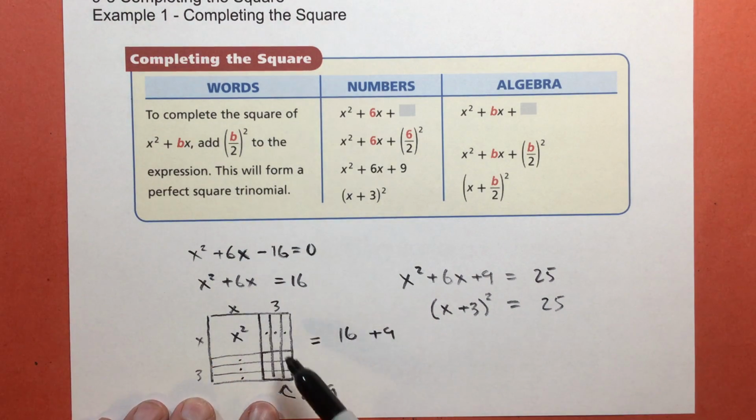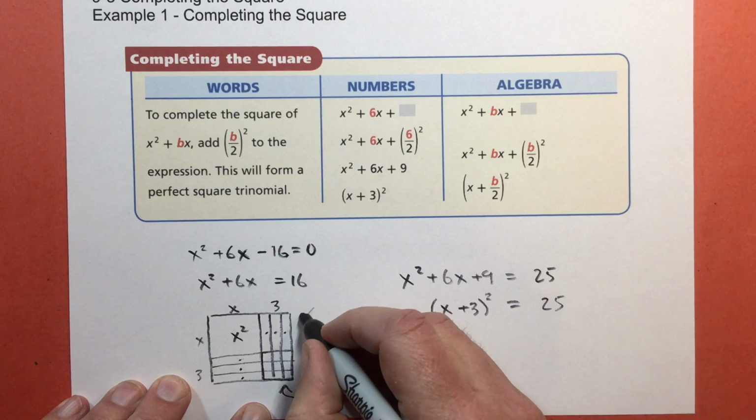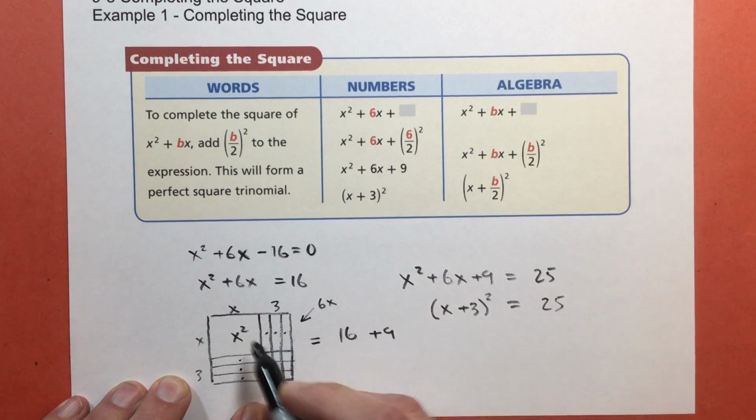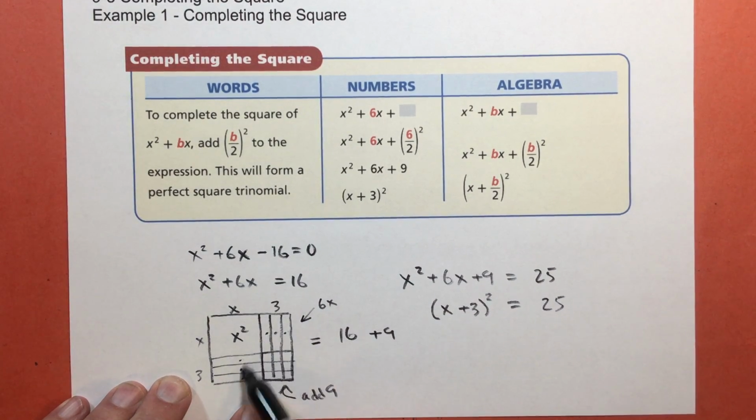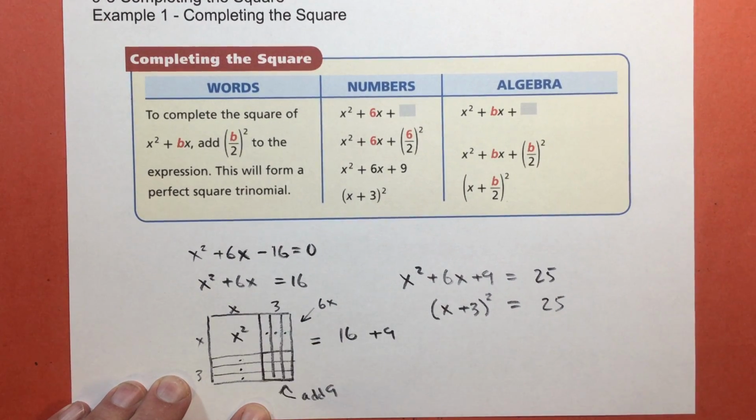So what we did, we had 1, 2, 3, 4, 5, 6. The rectangles actually represented 6x. That's that 6x. 3 of them here and 3 of them here. So what really happened was I took the 6x and I split it into half.